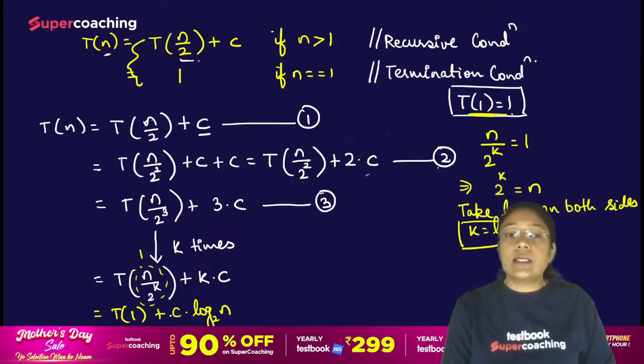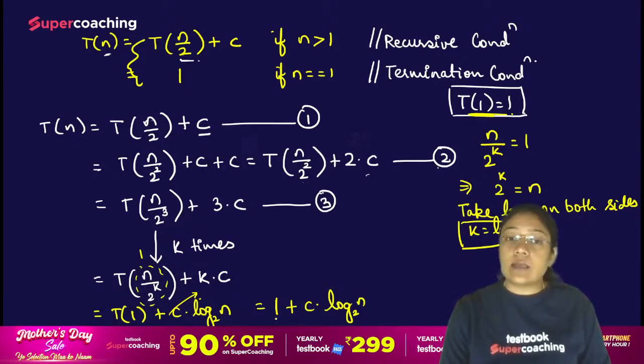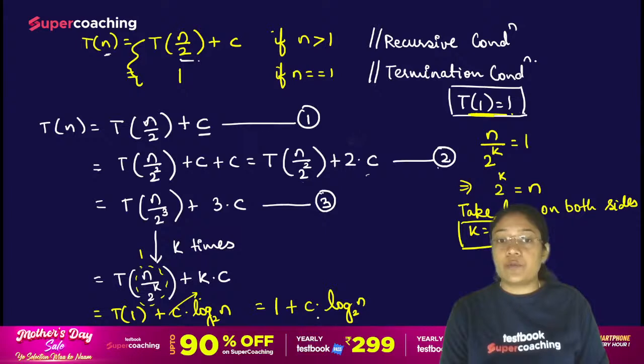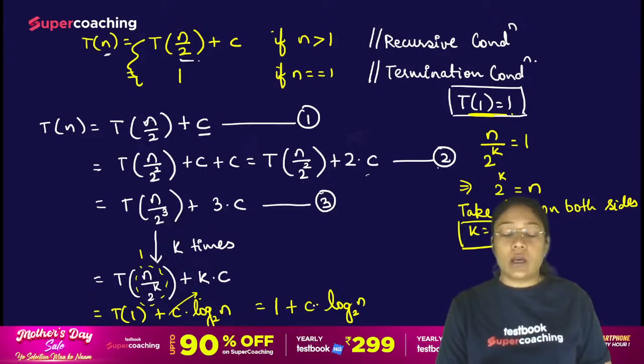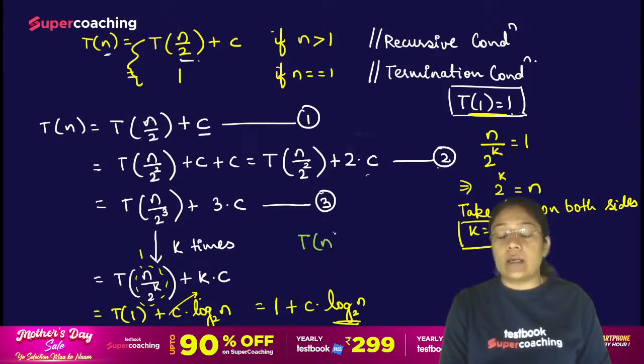Right? C is constant. So we can ignore it. T of 1 is nothing but that is 1. Termination condition is given as 1. 1 plus c into log n. So what is the greater function? This is a constant, independent of the problem size, c is constant. We can ignore it. So the greatest function is logarithmic function here. So we can say that the time complexity for this recurrence relation is order of log n.